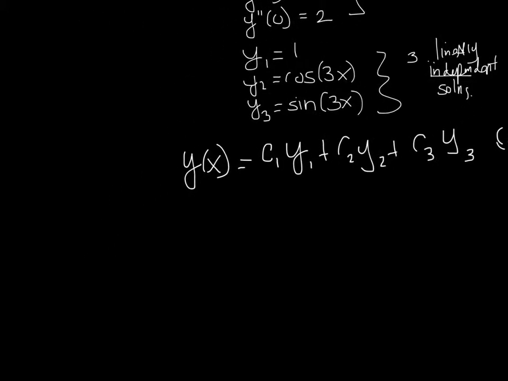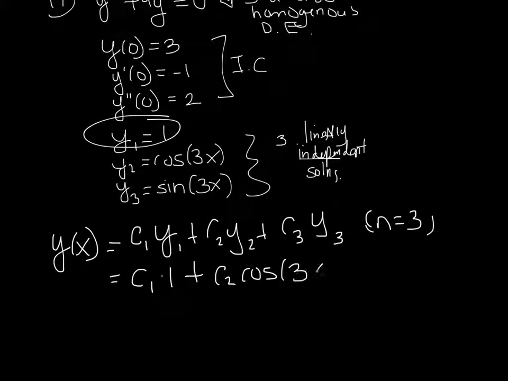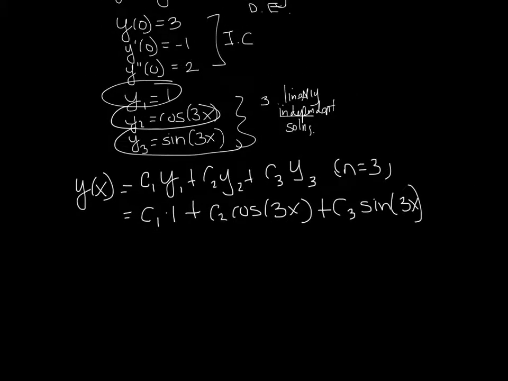So we have C1 times 1, plus C2 cosine of 3x, and then y3, which is C3 sine of 3x. Okay, so there is our general solution to our homogeneous differential equation.